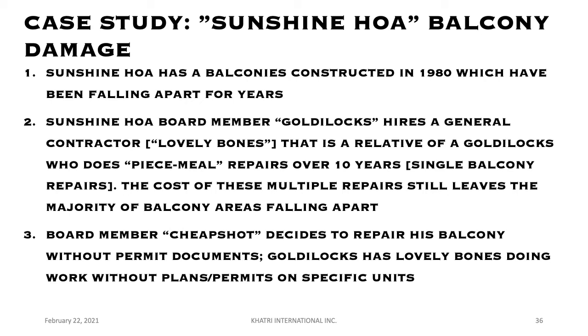So we want to look at a case study. I have renamed the association and the names involved to protect the innocent. So I call this the Sunshine HOA balcony damage case. The Sunshine HOA has balconies constructed in 1980, which have been falling apart for years. The HOA board member Goldilocks hires general contractor Lovely Bones, a relative of Goldilocks, who does piecemeal repairs. That means that they don't sign a contract for all of the balconies. They do like one balcony here and one balcony there. And this goes on for 10 years.